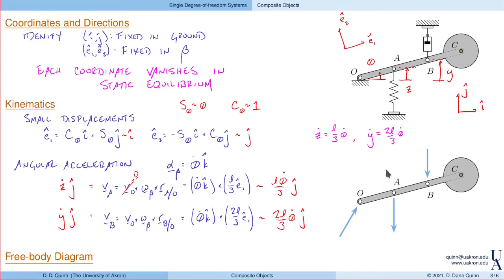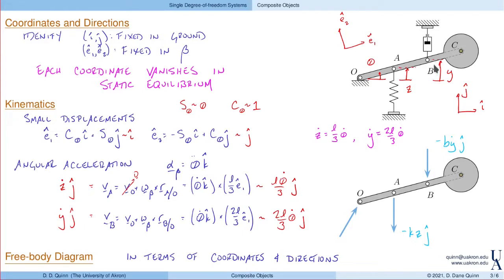Now, let's look at the forces that act on this object. And we want to write these in terms of the coordinates and directions that we identified previously. So let's look at the spring force first. Here, Z was the stretch in the spring. So this force, when I write it in terms of Z, is going to be minus K times Z in the J direction. The damping force here is minus B times Y dot in the J direction.